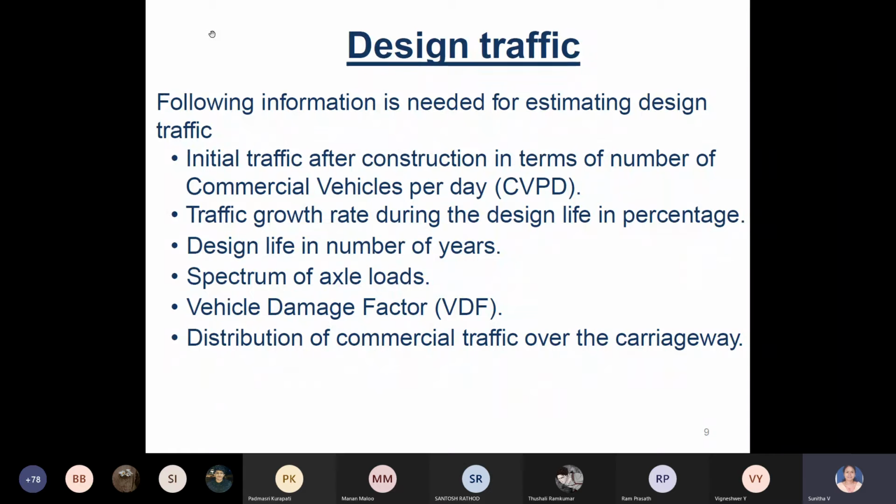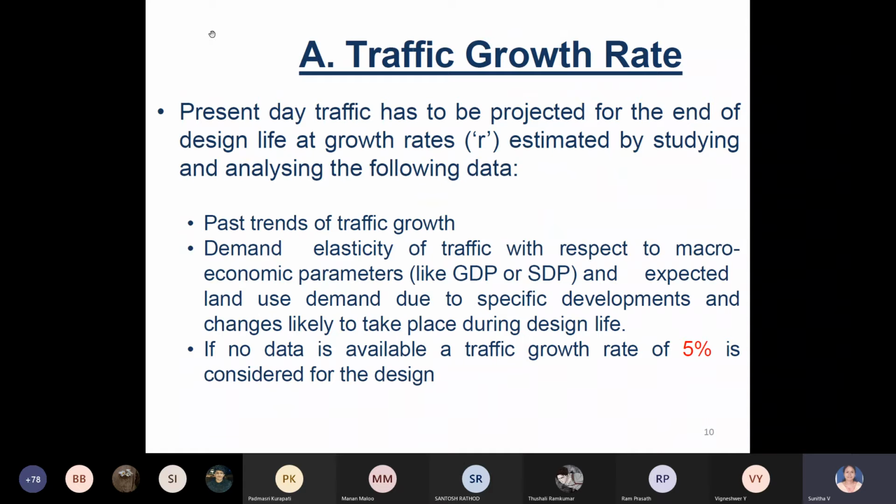Vehicle damage factor is, if you have the standard axle, what is the equivalency, how much it should be multiplied with some factor so that you can make up for the current traffic. Then distribution of commercial traffic over the carriageway: I just mentioned the transverse distribution, whether it's a single lane road or double lane road. Are you considering the full 100% of the vehicles, or only 50 or 75%? The distribution of commercial traffic is based on that.